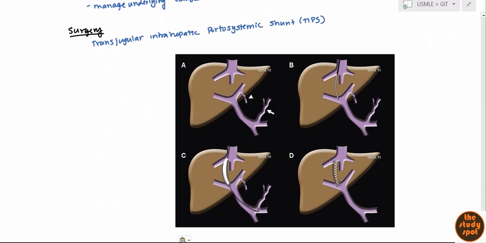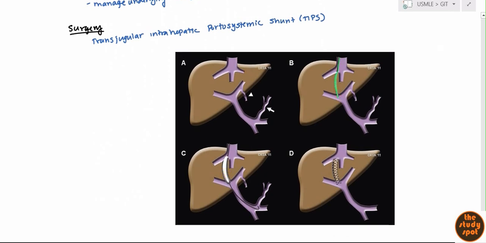So in this diagram, we have the liver here. We have the jugular vein coming up here, and it's going down to the hepatic vein, and this is the portal vein. So what you do is you take a wire and you bring it all the way down from the hepatic vein into the portal system. And then once the wire goes in there, you're going to go ahead and dilate it. So you can see how they dilated it there. And then you put in a meshwork around it.